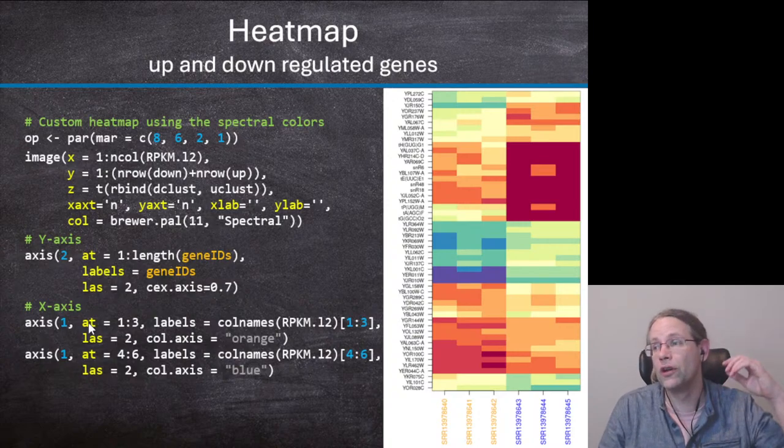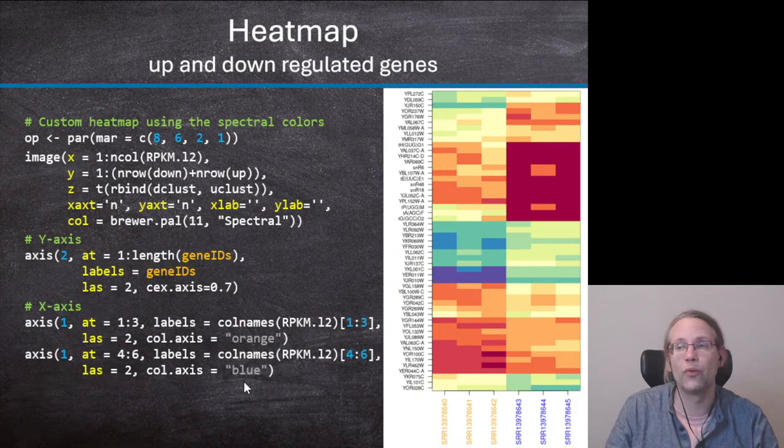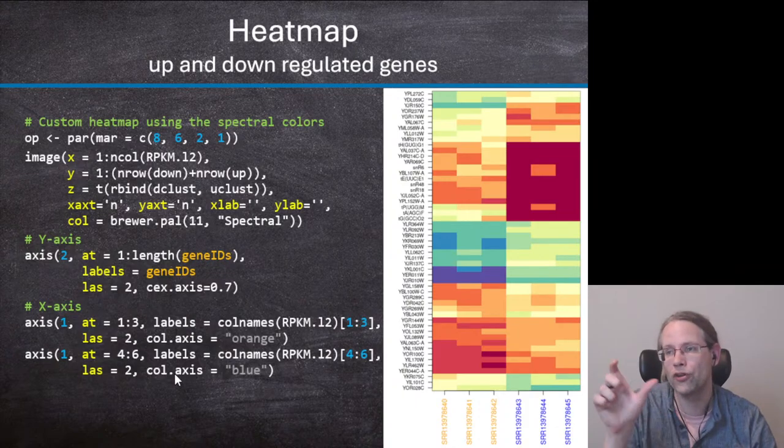For the x-axis, I use a little bit of a trick, right? Because you can see that the x-axis is orange and these are blue, right? Based on the original colors that we used in the violin plot. So I'm just going to plot the axis twice, right? So at 1, 2, and 3, I'm going to put the first 3 labels. And I'm going to make those orange, and then at 4 to 6, I'm going to use the other 3 labels and then make them blue, right? You can't do this in one go because col.axis is only allowed to have a single value. So if you want to have multiple colors on the axis in R, you have to plot parts of them.